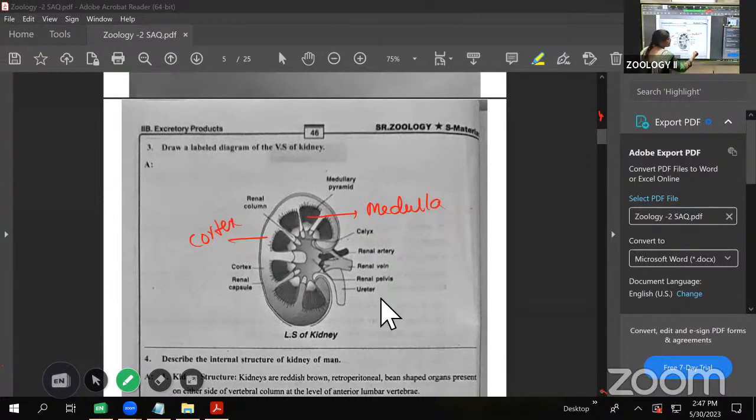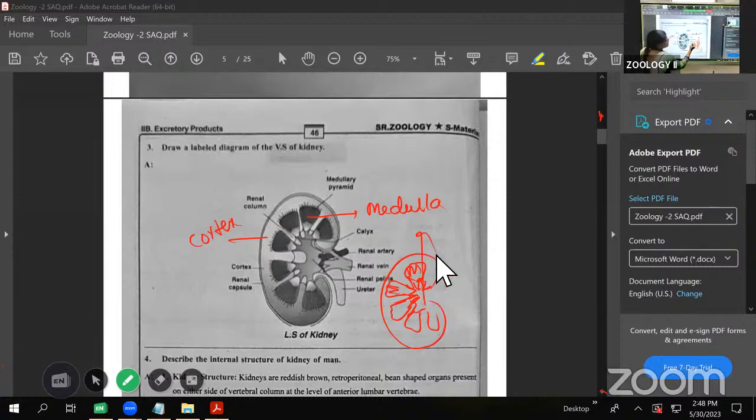The bean shape we already discussed in the excretory system, and inside, pyramid-like structures are present. These are called renal pyramids, present in the medulla. Inside them a number of nephrons are present, and between them are columns that we call the columns of Bertini, also called renal columns. These pyramids open into the calyx. This is called the calyx.